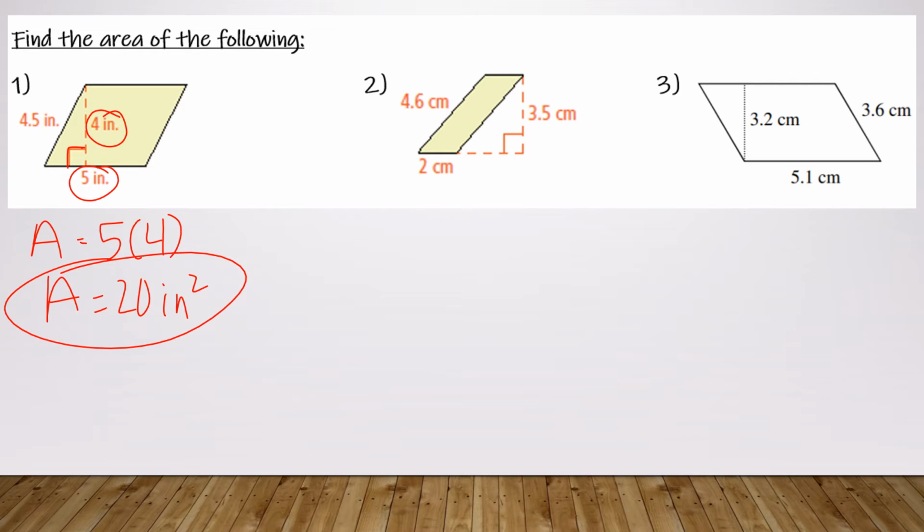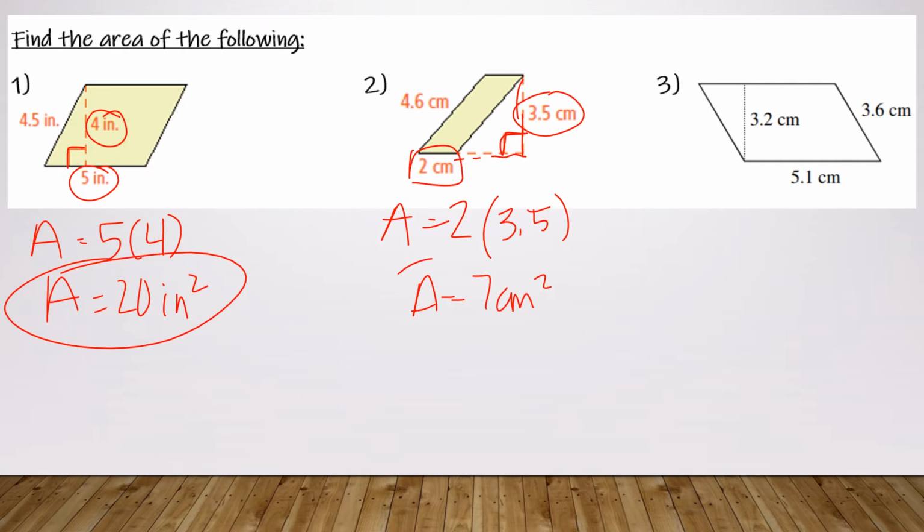For number 2, this is a parallelogram. The 3.5, we extended out the base here to create a height. So my height is 3.5, the base is 2. So I'm going to do 2 times 3.5, which is 7 centimeters squared. Again, make sure you have the centimeters squared there, or the units squared.